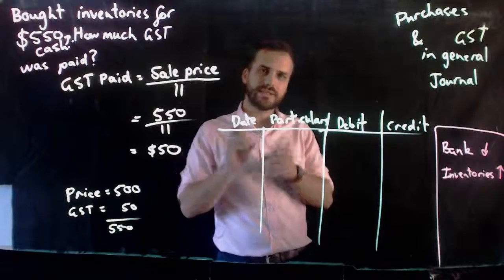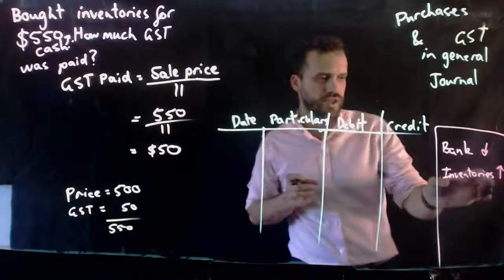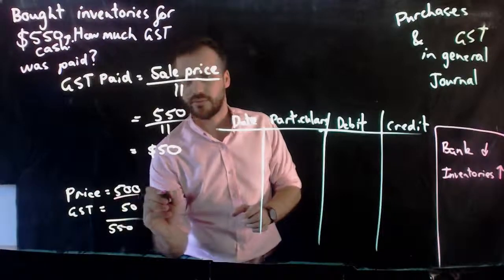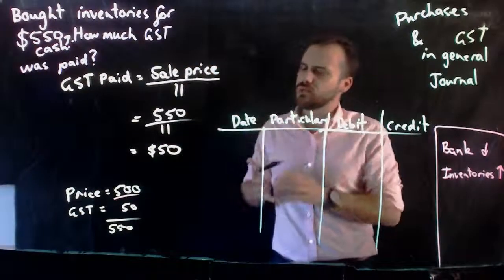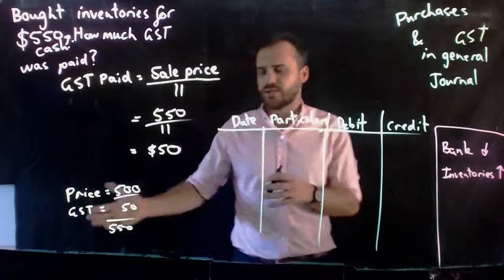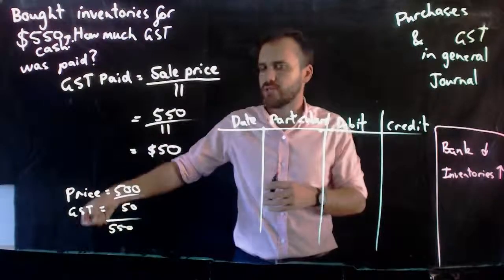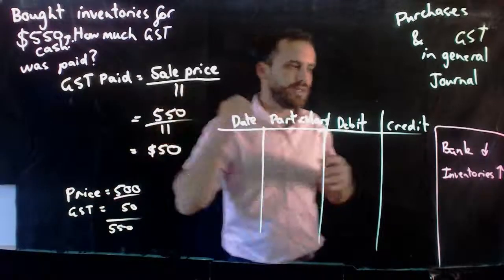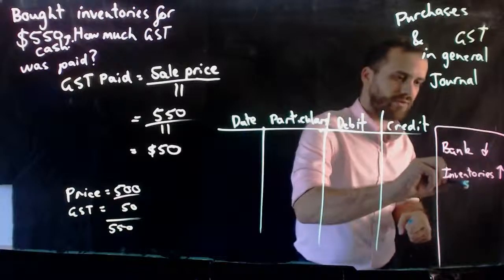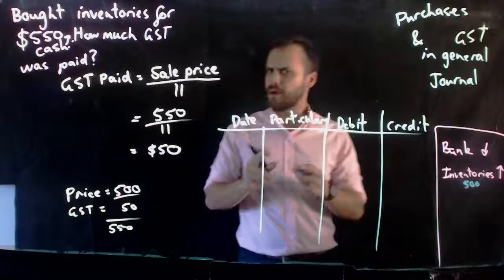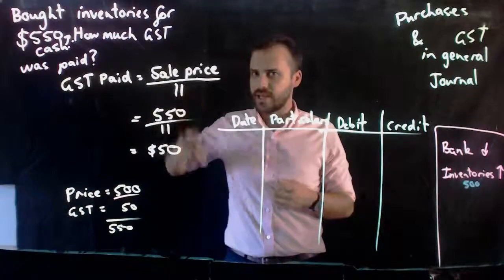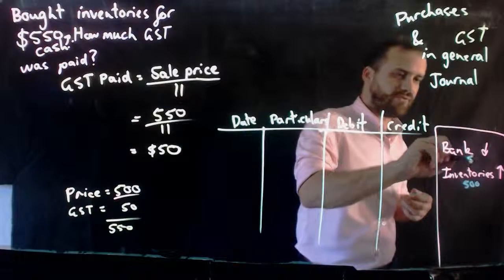But here's the killer. Your inventories only went up by $500. Because the value of the inventories is only $500. That extra $50 has nothing to do with the inventory. It's the tax on the inventory. So the killer is that the inventories went up by $500. But your bank account went down by $550.